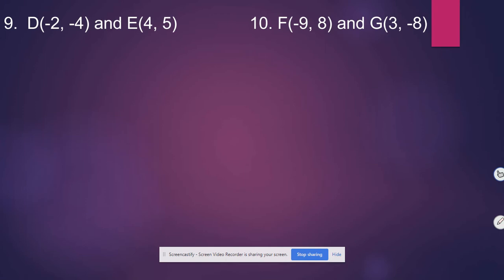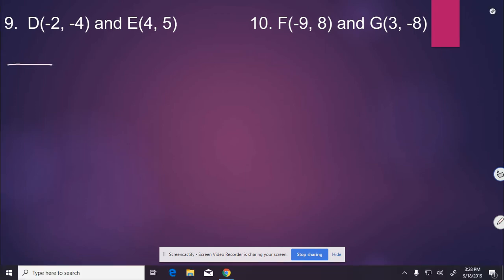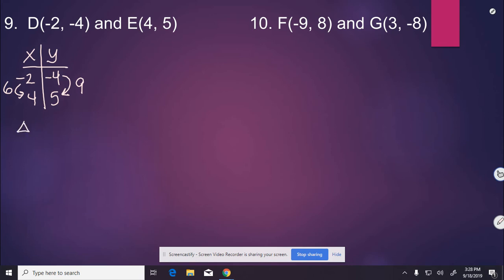Okay, let's take a look at number 9. Again, we set up our table. D is negative 2, negative 4, and E is 4, 5. Negative 4 to 5 is increasing by 9. Negative 2 to 4 is increasing by 6. So that makes my slope, change in y over change in x, 9 over 6, which simplifies to 3 halves.